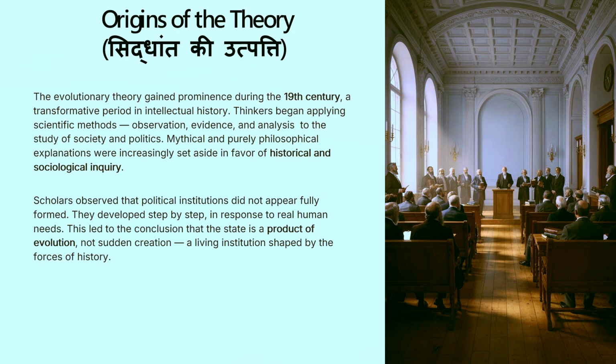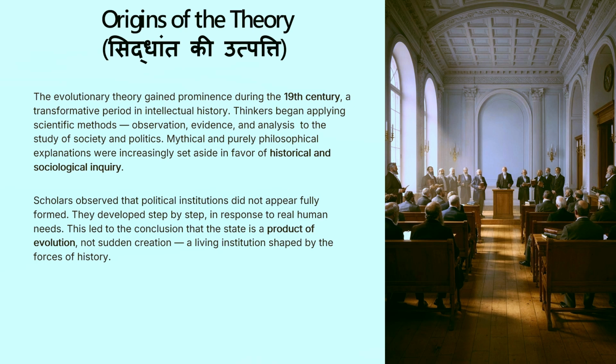If we talk about the origin of the theory, the evolutionary theory of state suggests that the state is not the result of any single act, agreement, or divine will. Instead, it is the outcome of a gradual process of development. Just like human society evolves over time, the state also evolves. It is shaped by changing social conditions, economic needs, cultural practices, and political developments over centuries.